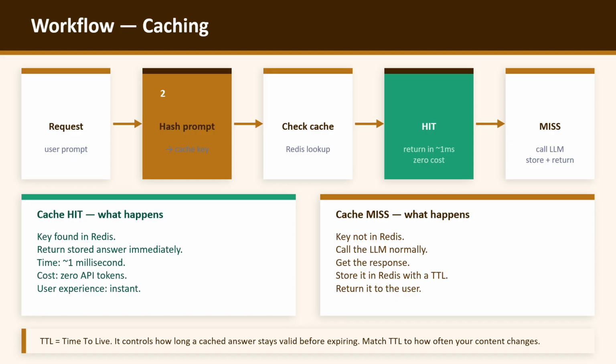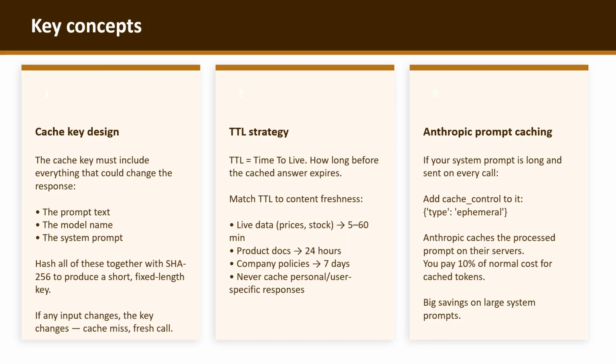This appears in the tip at the bottom of the slide. The 2 boxes at the bottom compare what happens in each path. A cache hit is instant, free, and feels the same to the user as a real LLM call. A cache miss runs the normal LLM call and stores the result, so the next identical request will be a hit.